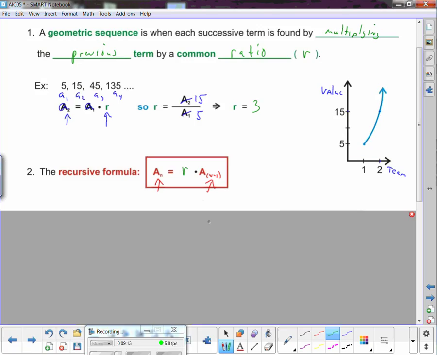R times the previous term. Here, I'm going to do that in red. This is simply the previous term. Of course, R is the common ratio. So multiply the common ratio times the previous term, and you'll get the next term. And A sub n is the next term.